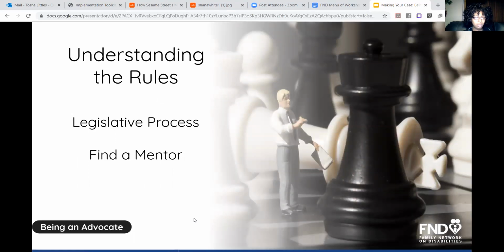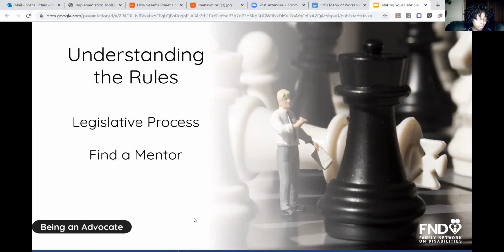Understanding the rules. I love this picture because it's a chess piece. So understanding what that legislative process is. Remember Schoolhouse Rock from the previous slide? Understand how a bill becomes a law. And if you're having difficulty with some of the lingo, or even some of the terminology, you can always go back to my first presentation on the importance of advocacy.